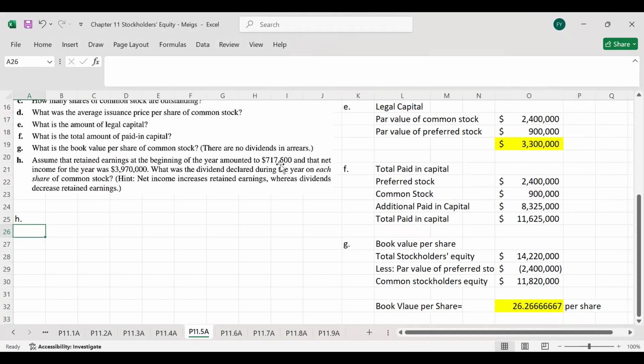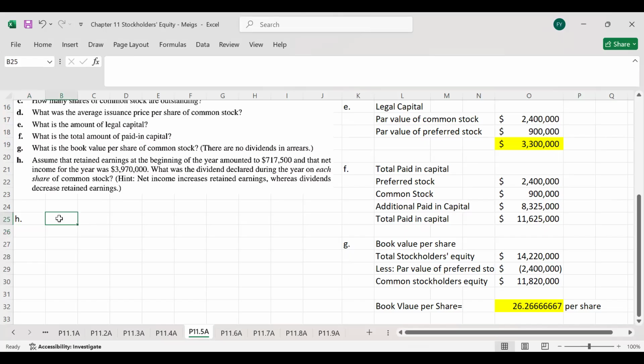And in the last requirement, requirement H, they have asked: assume that retained earnings at the beginning of the year amounted to $717,500, and the net income is also given. What was the dividend declared during the year on each share of common stock?